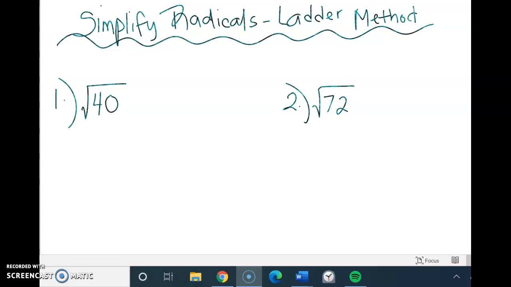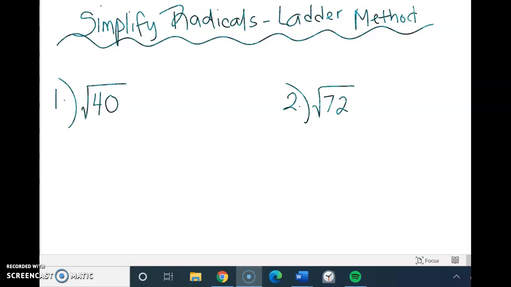Hey guys, today I'm going to show you how to simplify a radical using the ladder method. The ladder method is great if you struggle with your perfect squares. It's just a simpler way to simplify a radical, and you're still going to get the same exact answer as if you were to use the perfect square method.